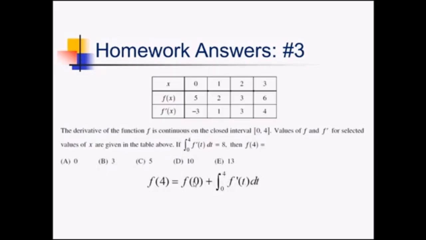F of 0 we can look up in the table. That's just 5. And they actually told us this integral already. They said it was 8. So 5 plus 8 is 13. That's all we had to do on this one. So that's choice E.